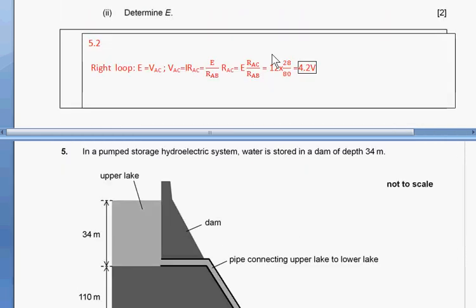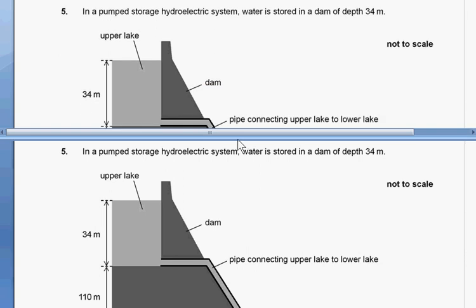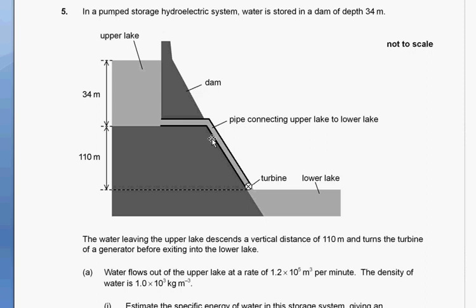Next question. In a pump storage hydroelectric system, water is stored in a dam of a depth 35 meters. So this is the water storage, and it has some potential energy. The water leaving the upper lake descends a vertical distance of 110 meters and turns the turbine of a generator before exiting into the lower lake.